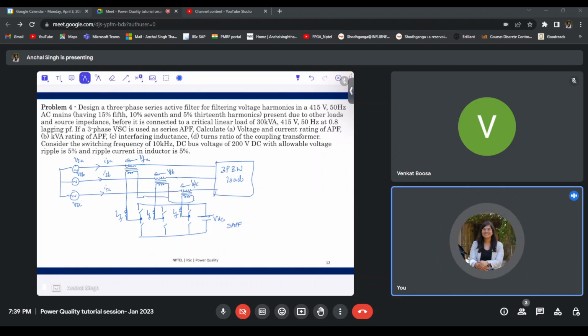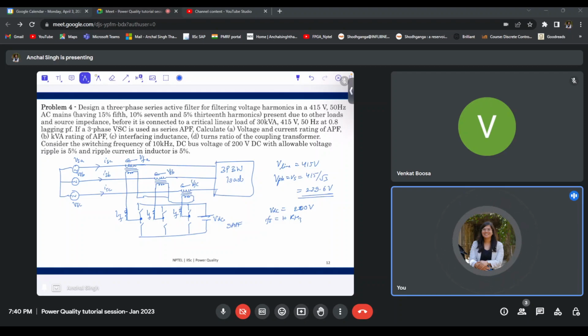Now in this particular question, we have been given a lot of parts. First of all, since it's a three-phase system, we are given the line voltage as 415 volts. So the phase voltage Vs is equal to 415 by root 3, which will come out to be 239.6 volts. The system frequency is 50 hertz, the load is 30 kVA at 0.8 lagging power factor, the DC link voltage is given as 200 volts, and switching frequency is 10 kilohertz.